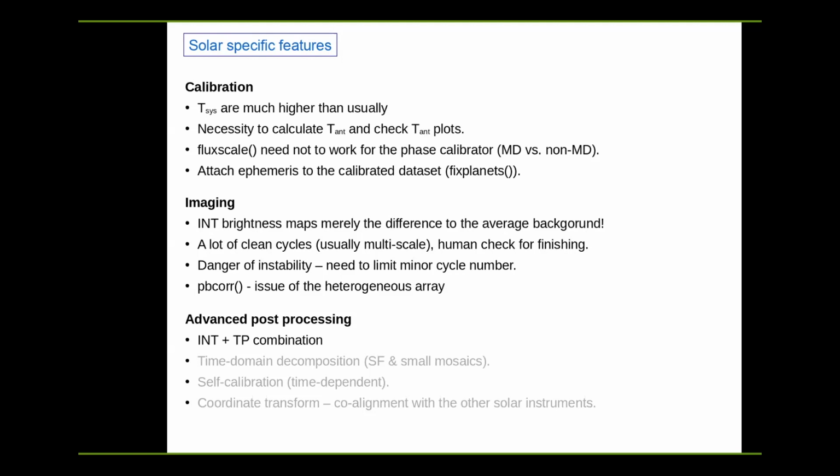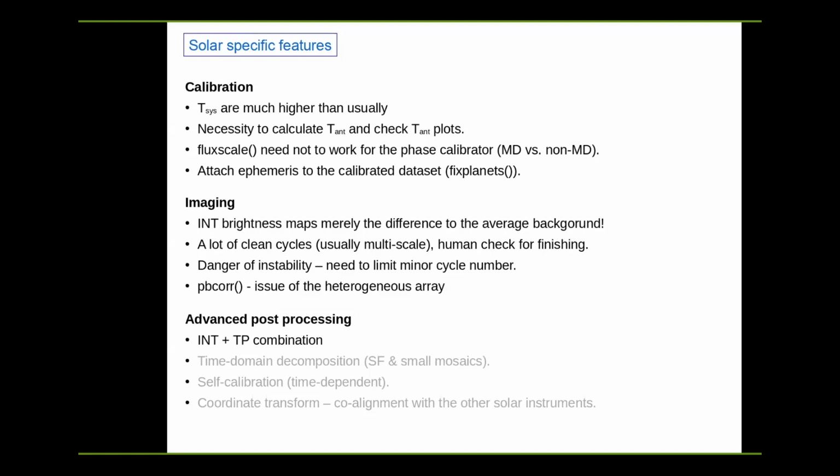Flux scale. Always you flux scale the secondary calibrator, and then you compare with the database of calibrators to double check whether your calibration procedure is correct. Here it is not always working. If the secondary calibrator has been observed in the non-detuned mode and the primary calibrator in detuned mode, then you cannot expect that the values will be correct. So we have to take this into account. Always we have to attach ephemeris to the calibrated dataset. So we use another step at the very end of the calibration script, which uses fixed planets, and it attributes the correct reference frame to the data.